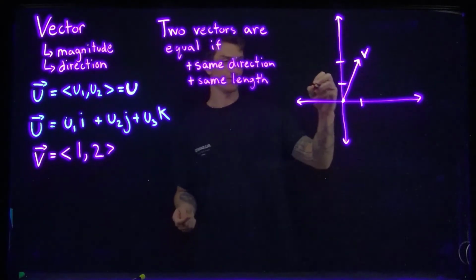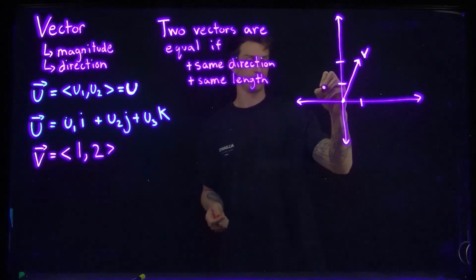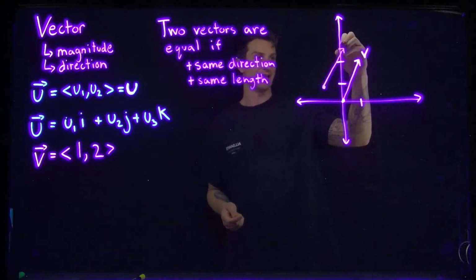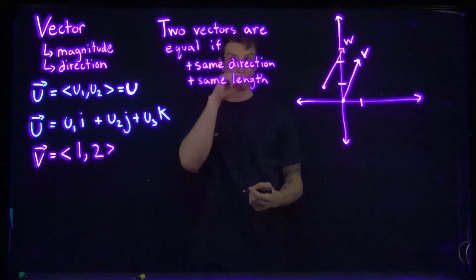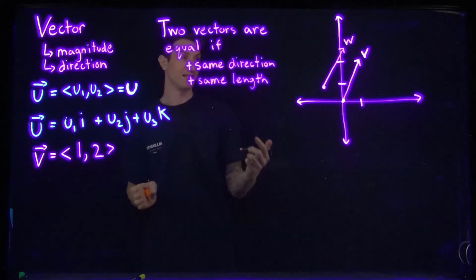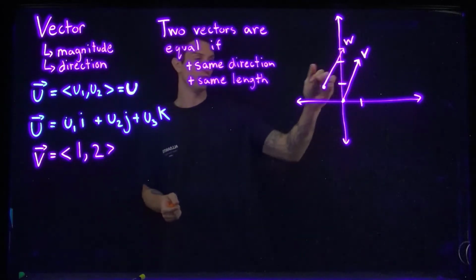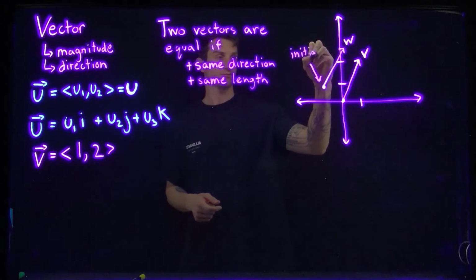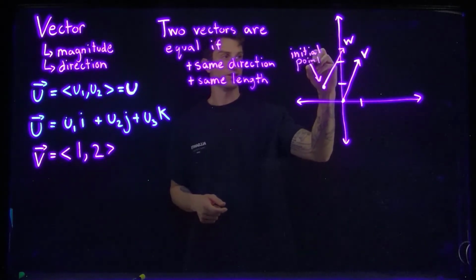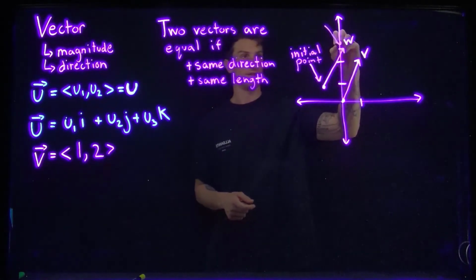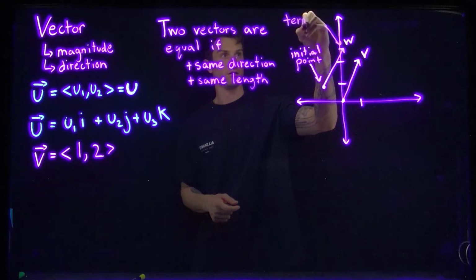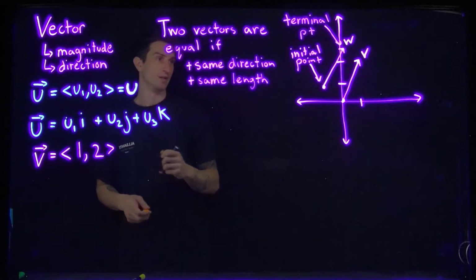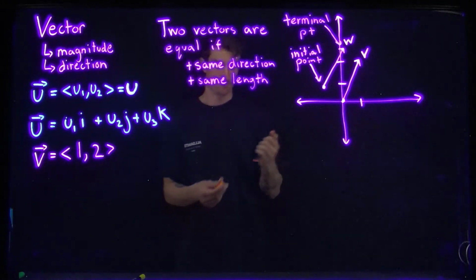So let's say I have another vector, and I'll try to make it parallel. That looks something like this, and pretend these are exactly the same length. We'll call this one W. These two would be equivalent. So if they have the same length and the same direction, they're equivalent. The starting point is known as the initial point, and the ending point is known as the terminal point, and they are not really that important when seeing if vectors are equivalent. So initial point where we start, terminal point where we end.